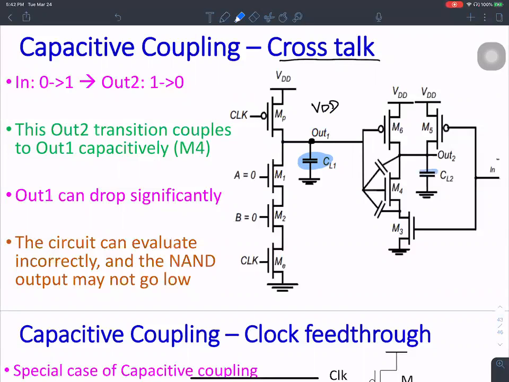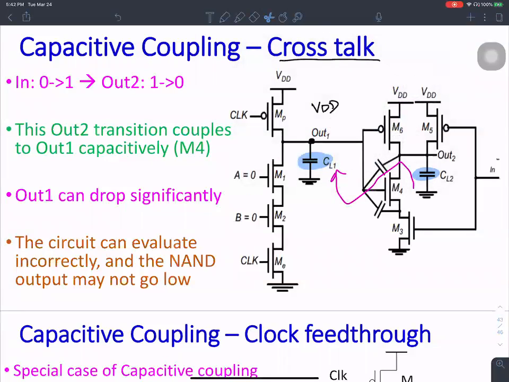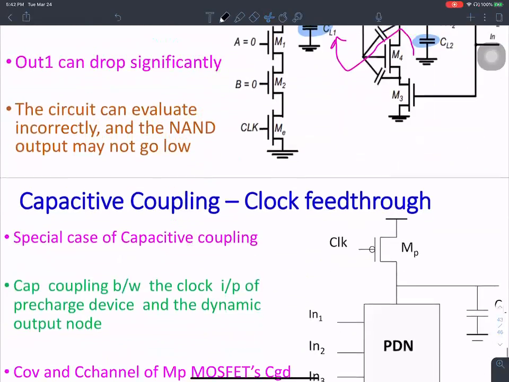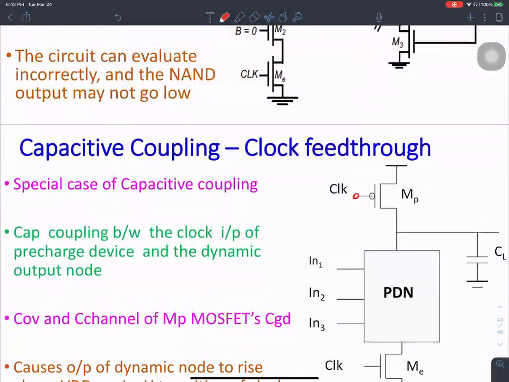Any big swing on the output capacitance here is going to be coupled into this guy. There is going to be a lot of susceptibility to environmental noise. And then of course there is clock feedthrough. As I mentioned earlier, the clock that is here feeds into the output through the overlap capacitance there. And that's the idea of clock feedthrough.